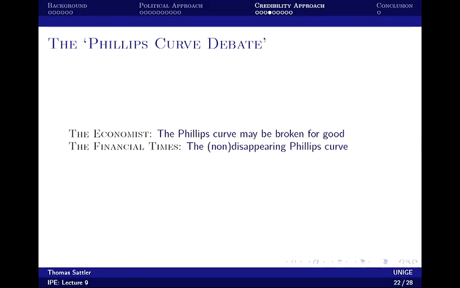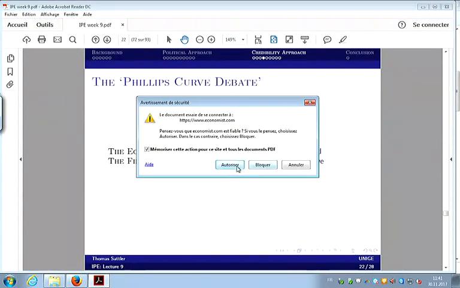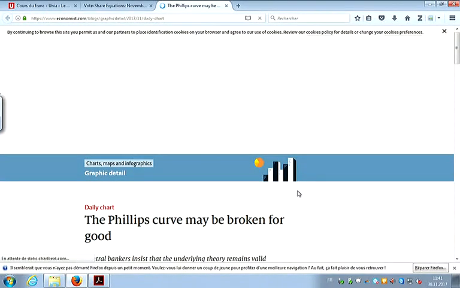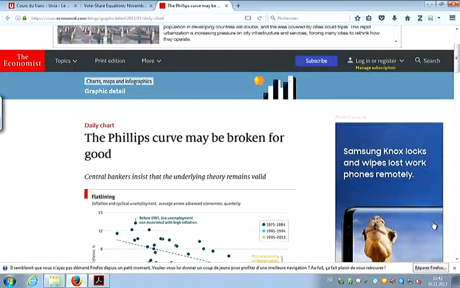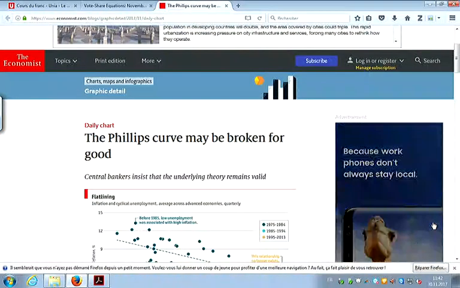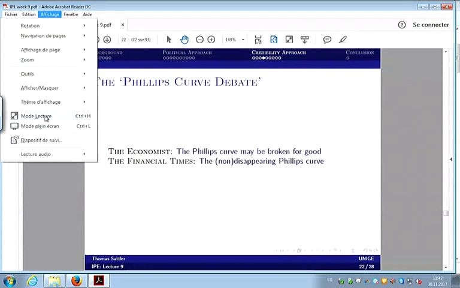So there's a big debate. I'll have here two links where the economist says, well, the Phillips curve, even the new Keynesian Phillips curve, might be broken for good, right? And there's a writer in the Financial Times who says that this Phillips curve has not disappeared yet. So if you click on this, you see that the economist is saying that the Phillips curve might be broken for good, and central bankers nonetheless insist that this still works, and it's underlying the models of central bankers, which is a problem if this model is actually false, right? So there's this debate whether what central bankers do and the theories that central bankers use make sense and should continue to be applied.